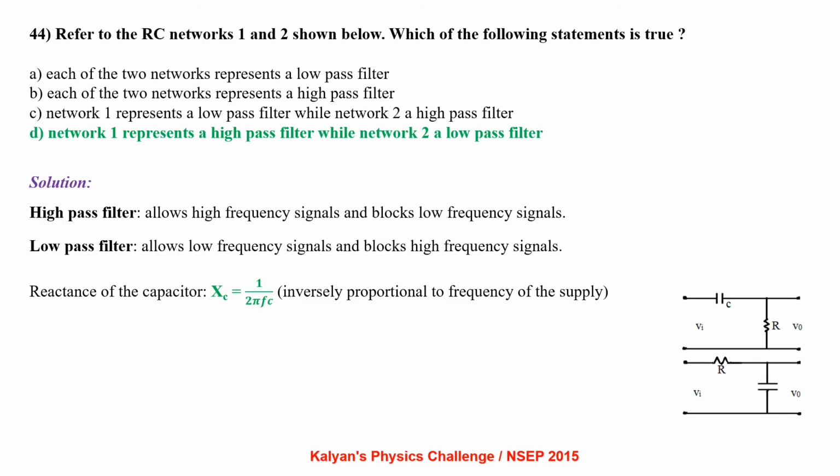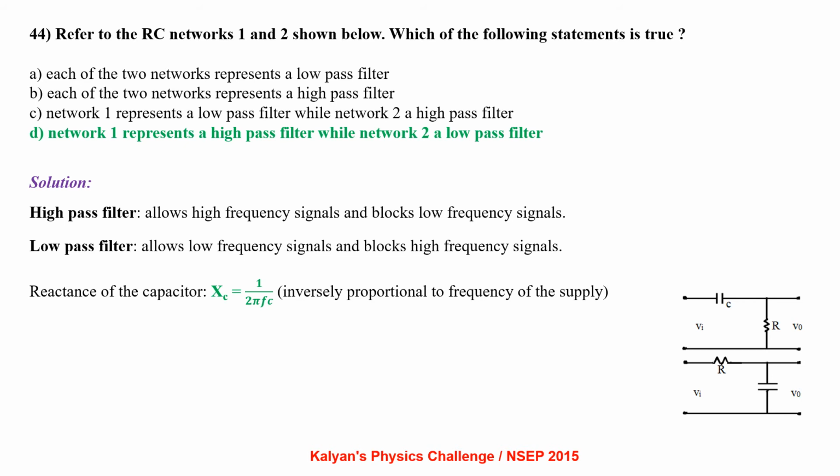Refer to the RC networks 1 and 2 shown below. Which of the following statements is true? Each of the two networks represents a low pass filter. Each of the two networks represents a high pass filter. Network 1 represents a low pass filter while network 2 represents a high pass filter. Network 1 represents a high pass filter while network 2 represents a low pass filter.